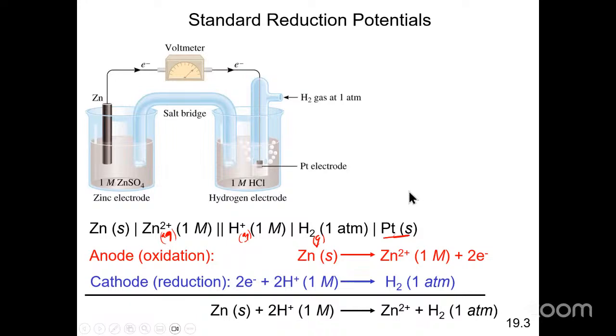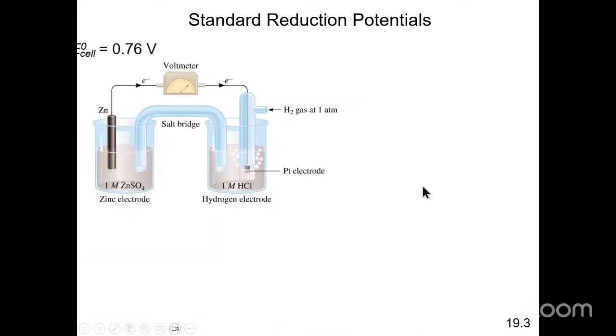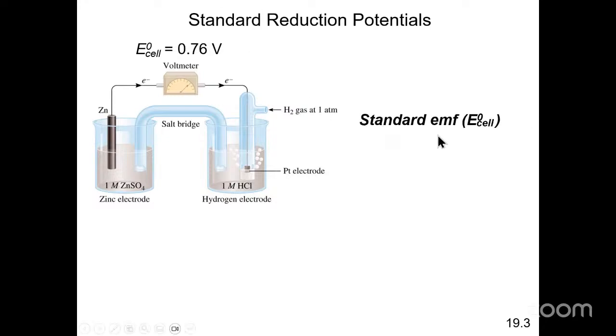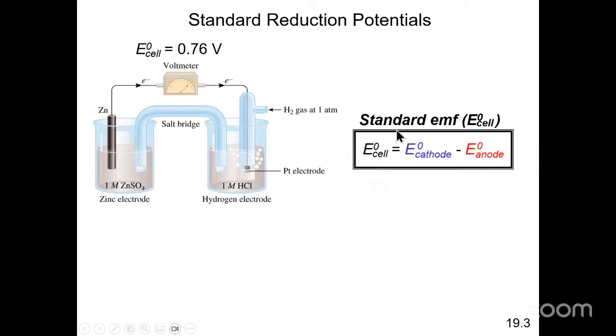Now, how do we determine the actual electrode potential of the zinc relative to the hydrogen electrode? Well, firstly, you have to measure the difference based on the instrument here, and that is 0.76 volts, right? So when you set it up and you include your voltmeter, that's what you're going to get as your reading. Now, the standard EMF of the cell would be equal to the standard EMF of the cathode minus the standard EMF of the anode. That's the definition of the standard EMF of the cell, right?